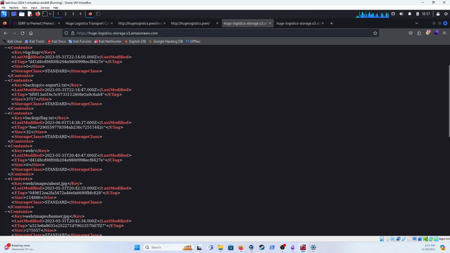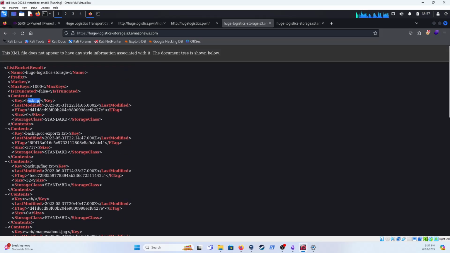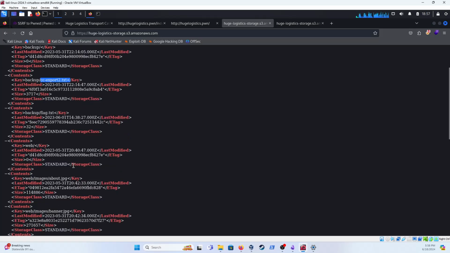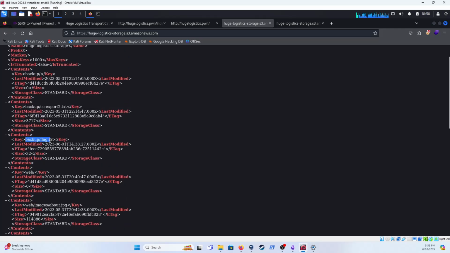So looking at this, we do have some interesting information. It's kind of revealing to us the directories. So we have a backup directory. In the backup, we have a couple files. One of which is the flag, and that's how we're going to solve this. But this looks like CC export. Maybe that's credit card information. There's also a web directory with some images and stuff. Looks like in our case, it could be the backup that's our real loot.